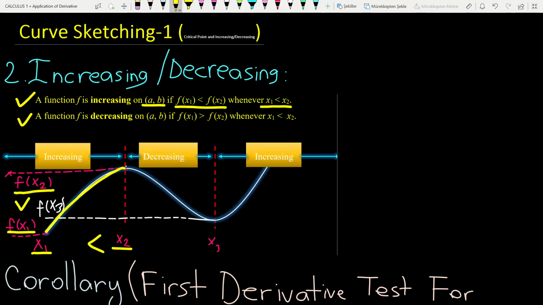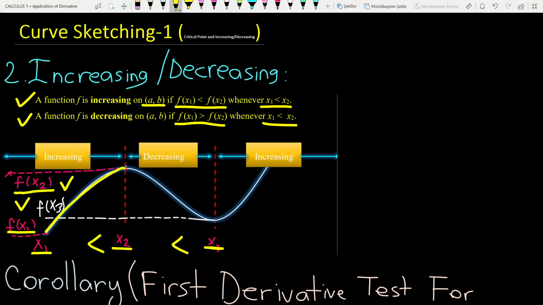Let's look at the definition of decreasing. A function is decreasing if f of x1 is greater than f of x2 whenever x2 is greater than x1. Let's choose 2 points, x2 and x3, now. Let's compare them. On this interval, as you see, x3 is greater than x2, but f of x3 is smaller than f of x2.